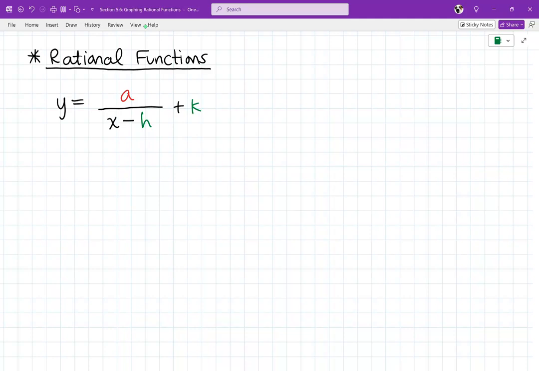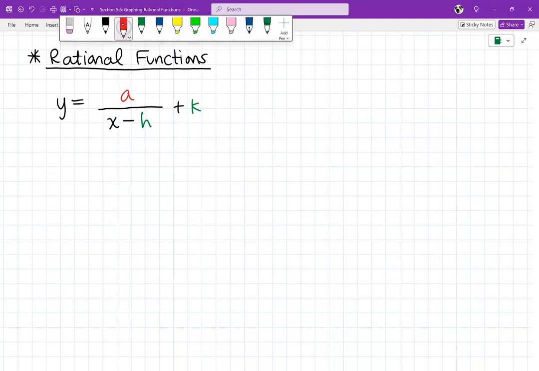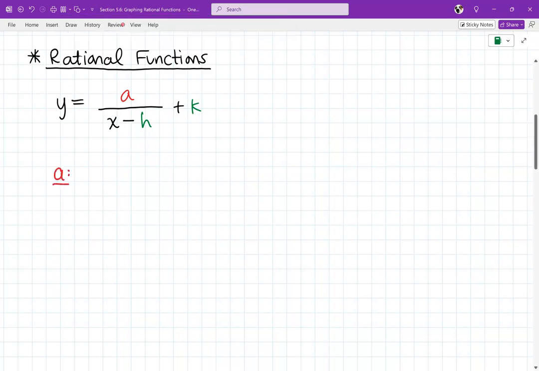So our A term, oops, sorry, let me change this to red here. Our A term right here tells us whether it's increasing or decreasing. So I'll explain that. It tells us if it's increasing or decreasing. Now, what do I mean by that? Well, the graphs look like this.